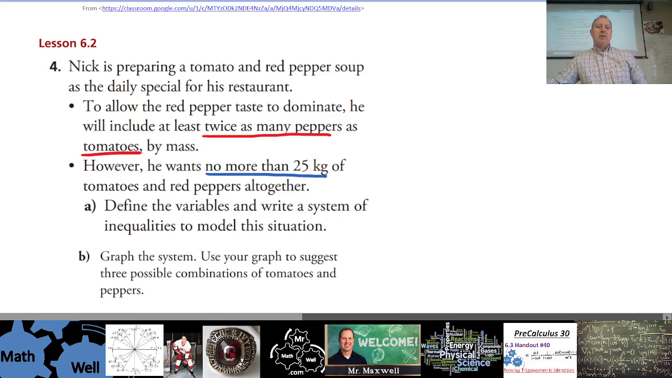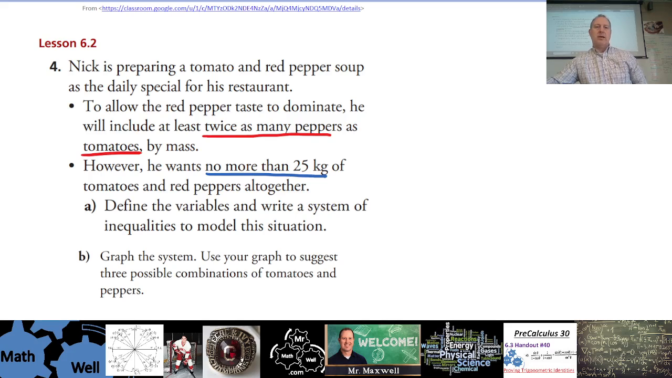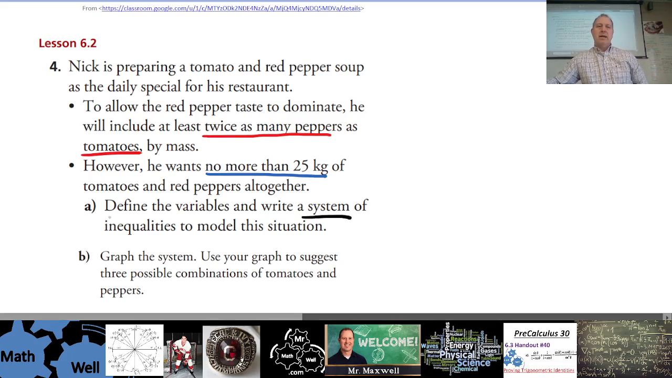So define the variables and write a system of inequalities. So we're looking for a system here. Defining the variables is something we have to do first as well. And then B says graph the system. Use your graph to suggest 3 possible combinations of tomatoes and peppers according to this.